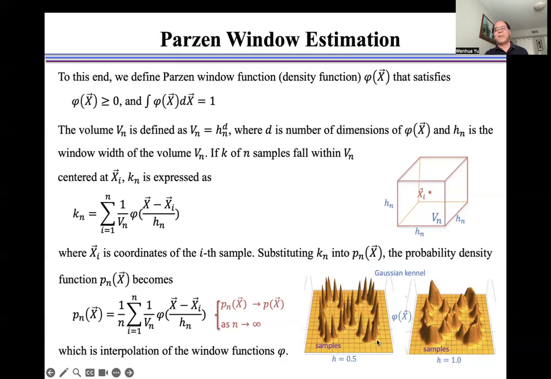For example, if we select a Gaussian distribution as the kernel function with h as 0.5 or 1.0, we use this Parzen window function phi to predict the posterior probability distribution.